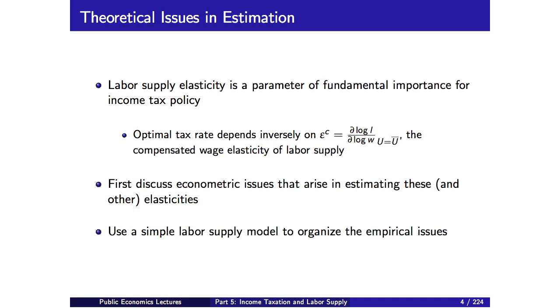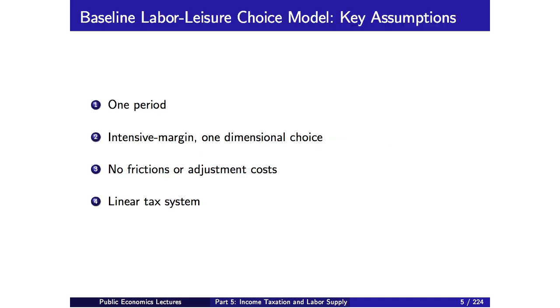So just to be organized about what the econometric problems are, I'm going to start with a very simple labor supply model that helps us fix ideas. So I'm going to make the following assumptions. First, we have a single period, so it's a static model. Second, it's intensive margin, so we're getting rid of the fixed cost stuff that was in the Saez paper that we talked about.